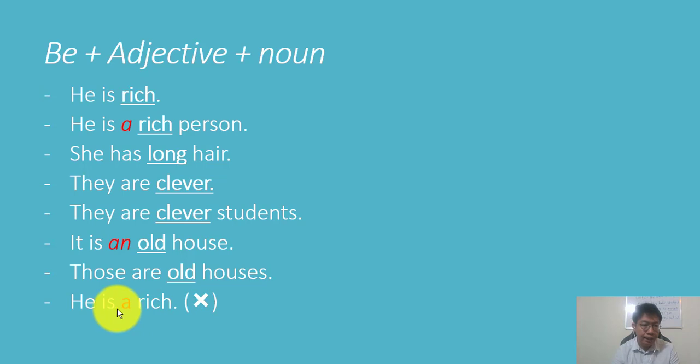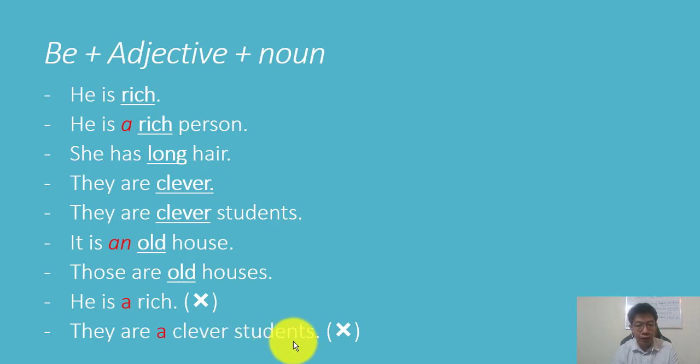We cannot say he is a rich because we cannot use an article in front of an adjective alone. We can use an article in front of an adjective only in case number 2, when there is a noun behind the adjective. And we also cannot say they are a clever student, because student here is countable but plural, so we cannot use an article. We can use an article when the noun is singular and countable, just like case number 2 and case number 6, it is an old house.